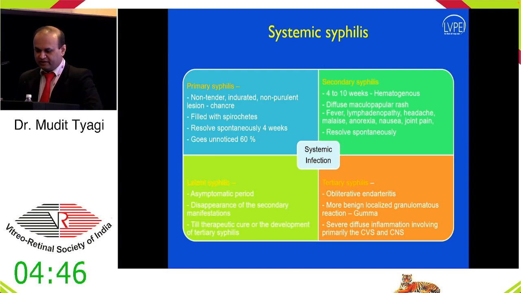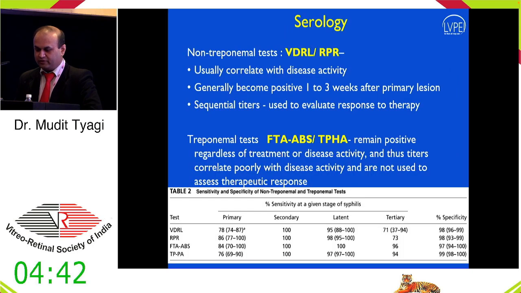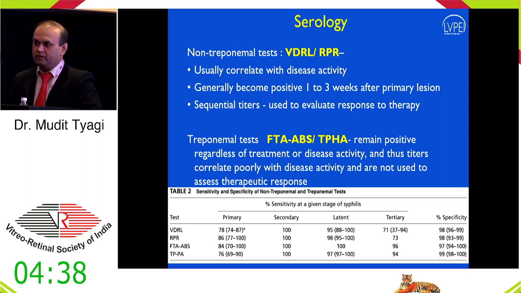So we know syphilis as a disease can have primary, secondary, latent, and tertiary manifestations, but a lot of times what we see in our clinics is a syphilitic choroiditis, which is more of a tertiary syphilis.